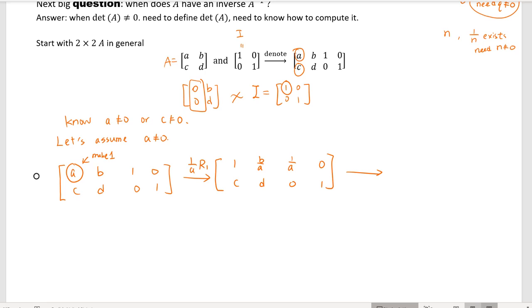And then next, we want to use this 1 to kill the entry below it. So what operation shall we do here? We use negative C times row 1 added to row 2. Okay, now let's see what happened. The first row stayed the same.